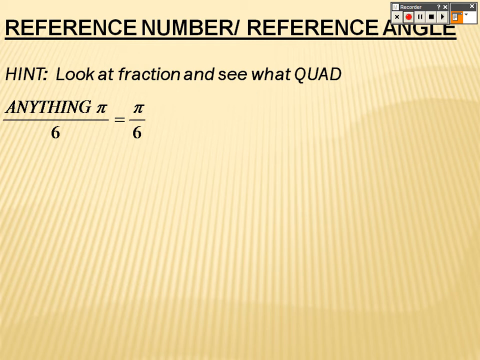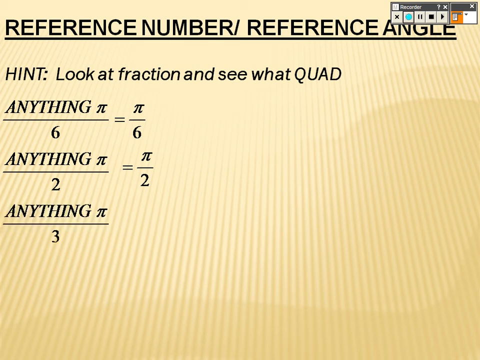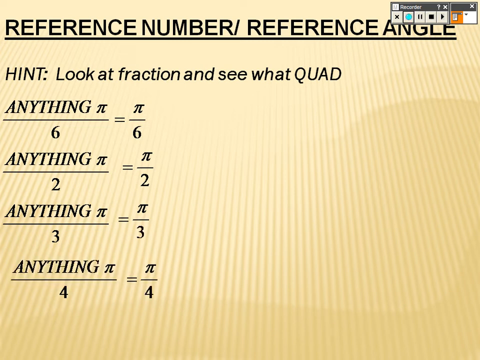If it's 18 pi over 6, when it simplifies, it's a whole number, so that's different. If it's a whole number when it simplifies, then no big deal. But if it's not a whole number when it simplifies, the reference angle is pi over 6. Anything pi over 2 is pi over 2, once again, unless it simplifies to a whole number. Anything pi over 3 is pi over 3 unless it simplifies to a whole number. Anything pi over 4 is pi over 4 is the reference angle unless, once again, it simplifies to a whole number.